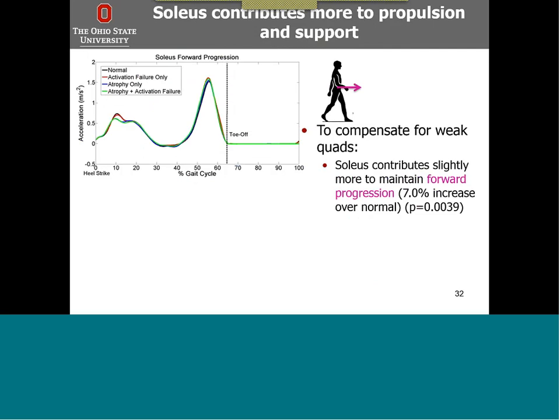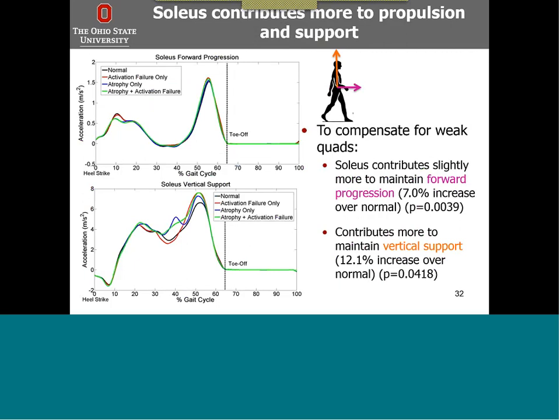The soleus muscle, the changes in compensation in soleus were not quite as large as Gluteus Maximus, but we did see that the soleus contributes slightly more to maintaining forward progression in late stance, about a 7% increase over the normal full strength simulation, and also the compensation was greatest for the case of activation failure only of the quadriceps. And similarly, it contributes more to maintaining vertical support in late stance, about 12% increase over normal.